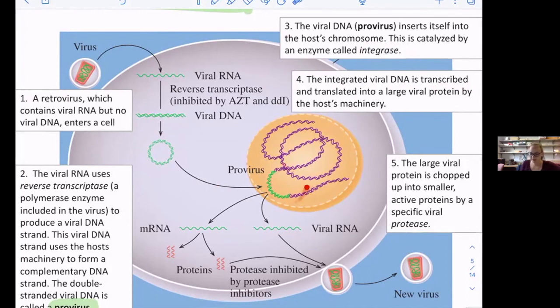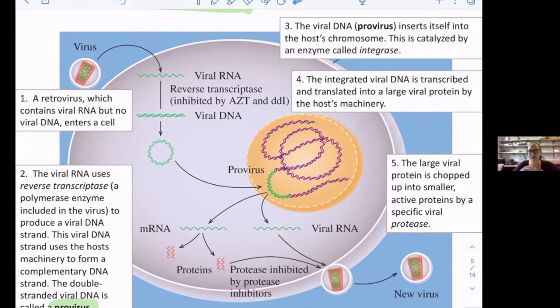So then as the host cell's machinery replicates the DNA, it will make more and more of the viral RNA, the mRNA, and that will again make packets of the new virus that can then be sent out to infect more things.